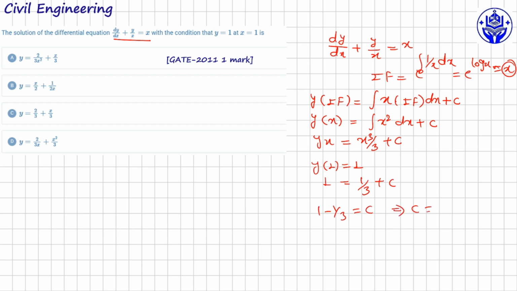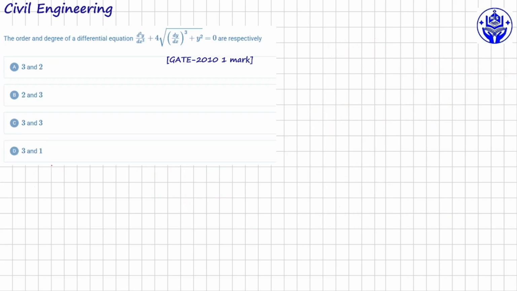It means my c is nothing but 2 by 3. So the solution for this is y into x cube by 3 plus 2 by 3. Then from here we can find that it is nothing but x square by 3 and 2 upon 3x, 2 upon 3x plus x cube by 3, x square by 3. So D is the correct answer for this question.